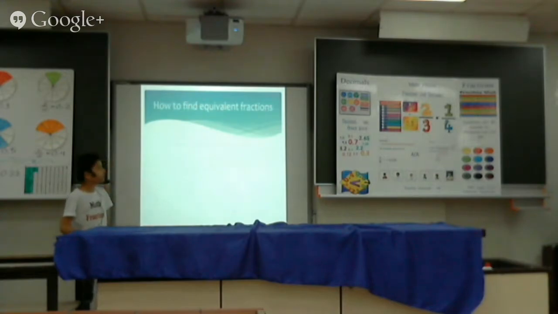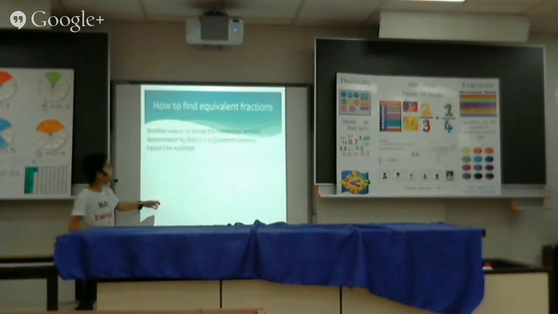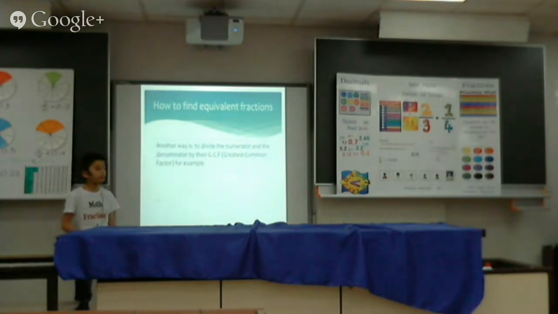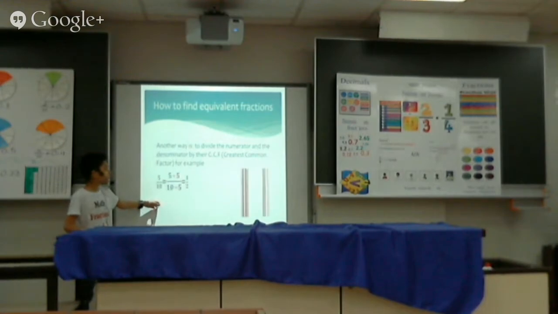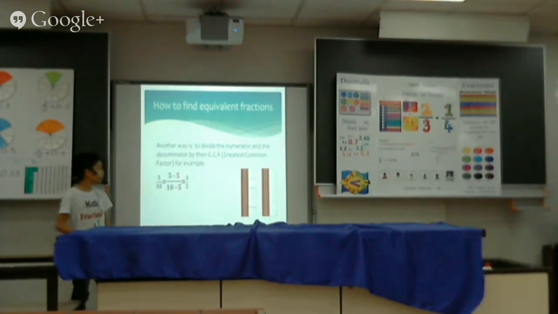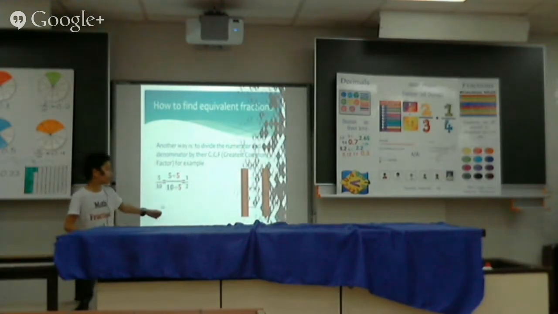How to find equivalent fractions. Another way is to divide the numerator and the denominator by their GCF, greatest common factor. For example, 5/10 equals 5 divided by 5 over 10 divided by 5, which equals a half.